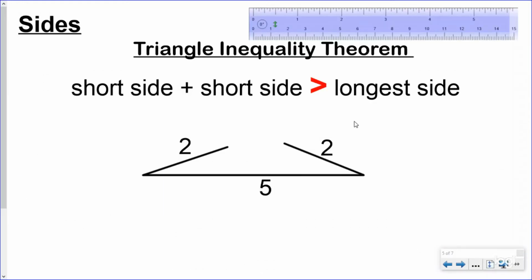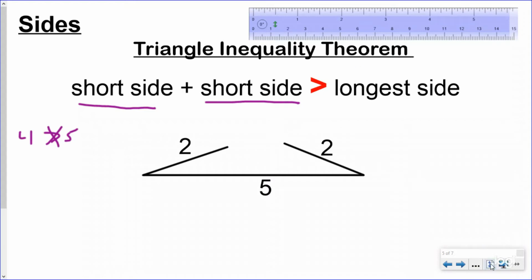You can also figure out whether or not you can make a triangle using the sides, right? So we just did angles, now we're going to do sides. And so the Triangle Inequality Theorem tells us that if you add the two short sides together to make a triangle, the sum of those has to be greater than the longest side. And here's why. So here my longest side is 5, my two shortest sides are 2. Well, if they're both 2, obviously that would equal 4. 4 is not greater than 5. So they're not long enough to connect.